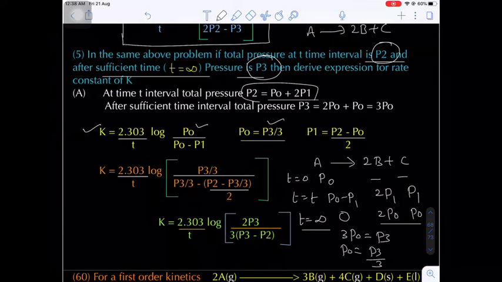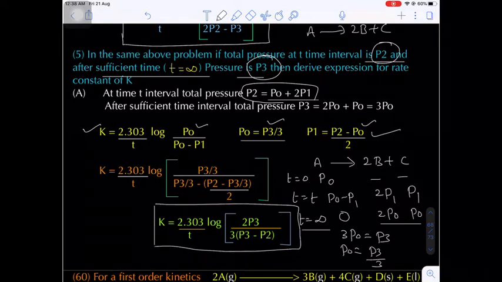From this, shall I find the P1 value? P1 is equal to (P2 minus P0) by 2. Here, what is the P0? Again P3 by 3. After simplification you will get the final rate constant expression for first order kinetics: K equal to 2.303 by T log of 2P3 divided by (3P3 minus 3P2).